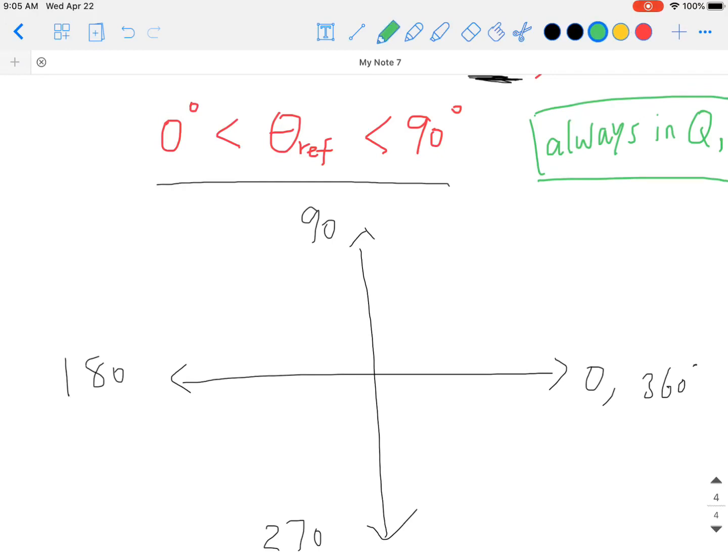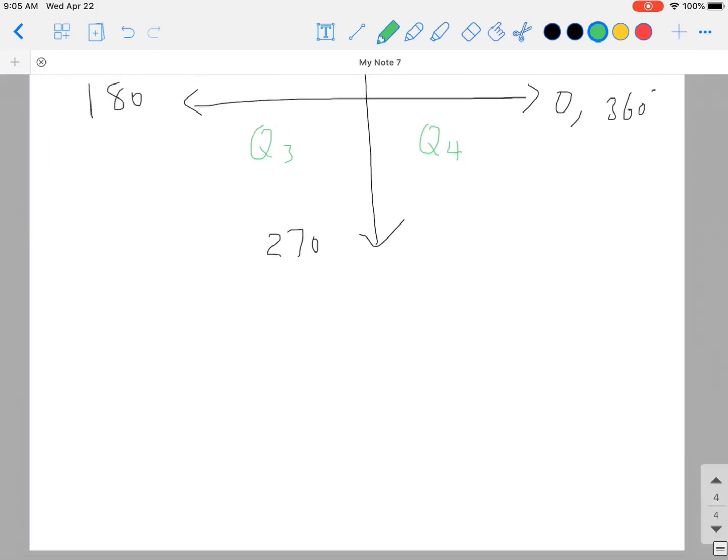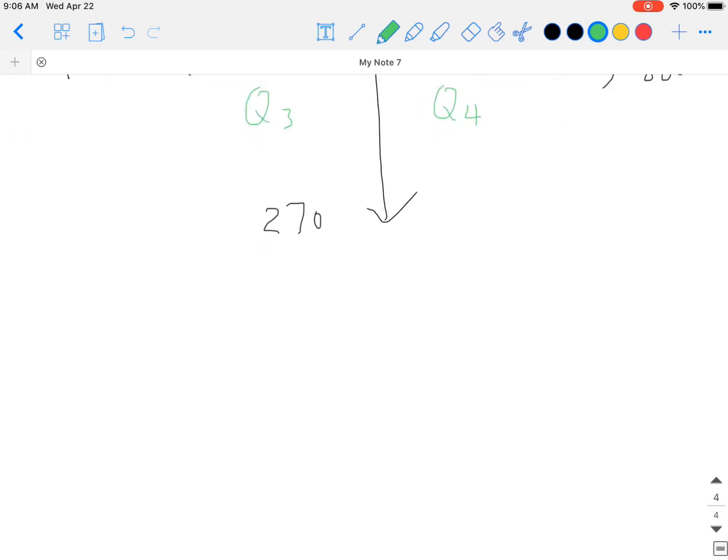And the quadrants are here. Quadrant 1 is the space between 0 to 90 degrees. Quadrant 2 is 90 to 180. Quadrant 3, quadrant 4. And with these quadrants, we need them later on to find the reference angle.